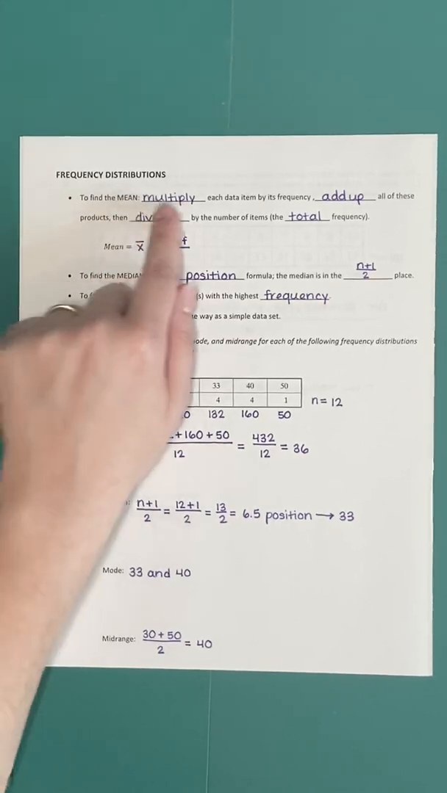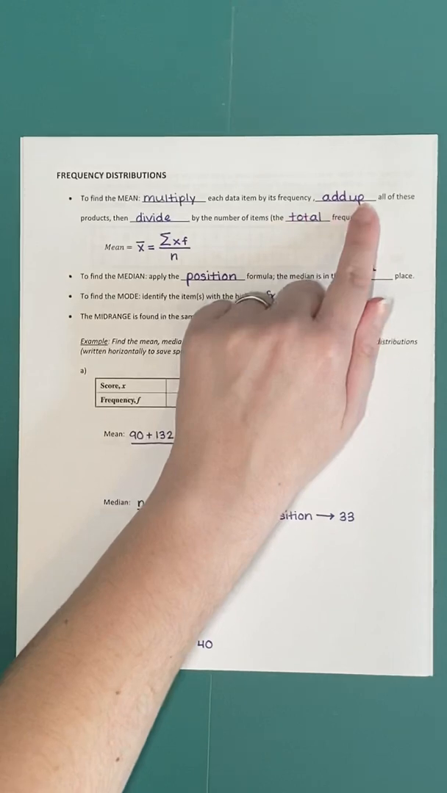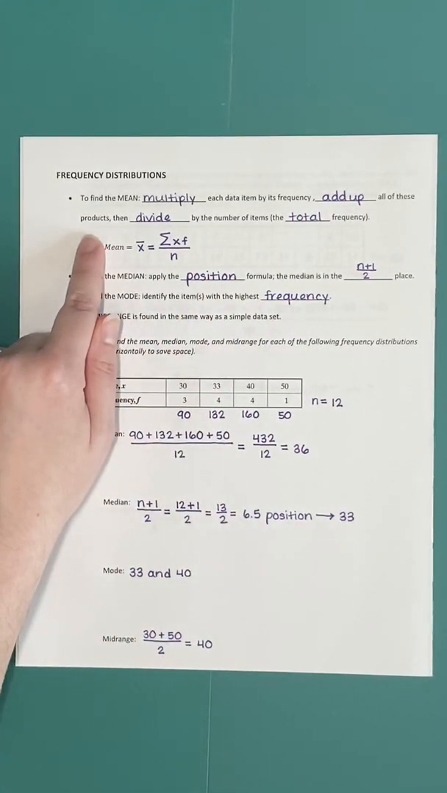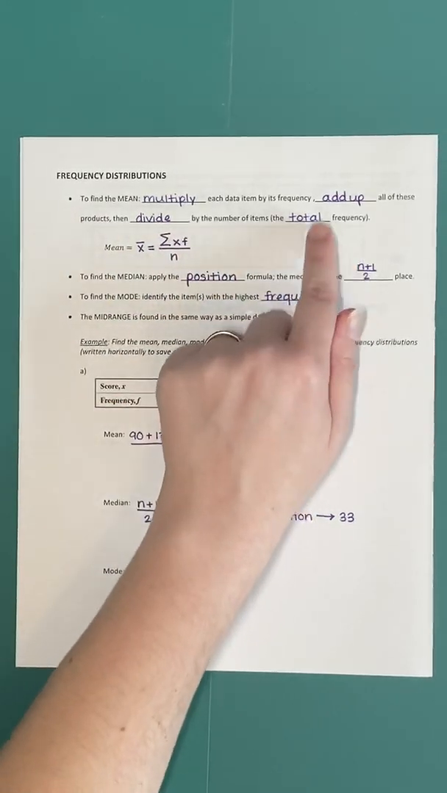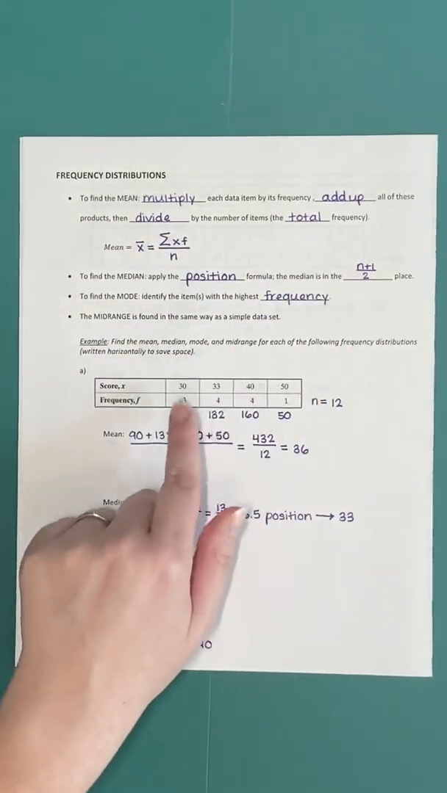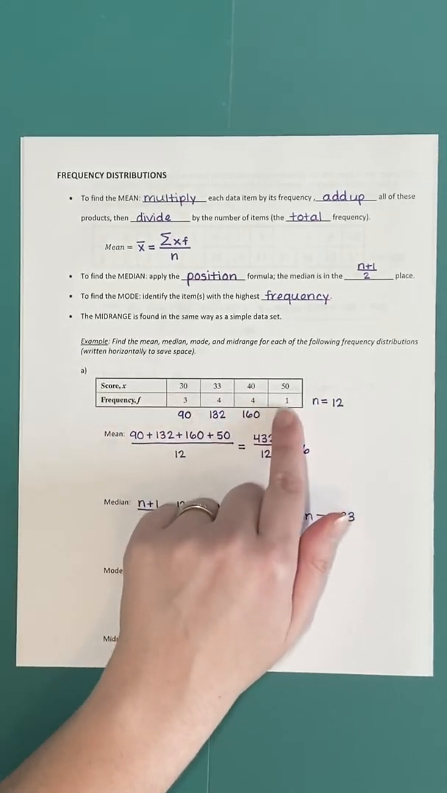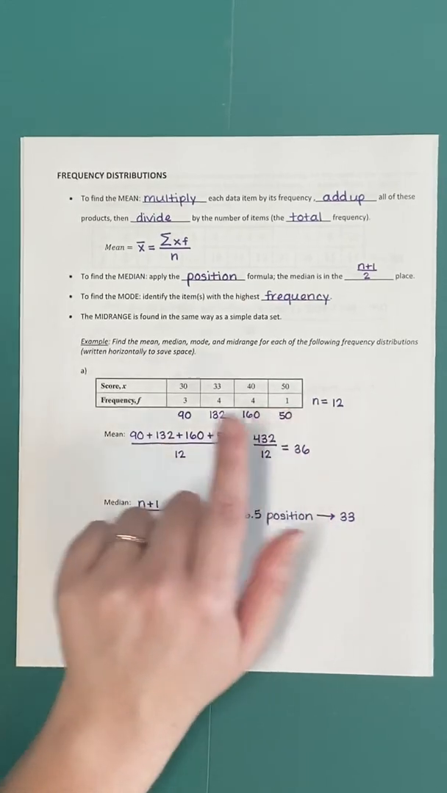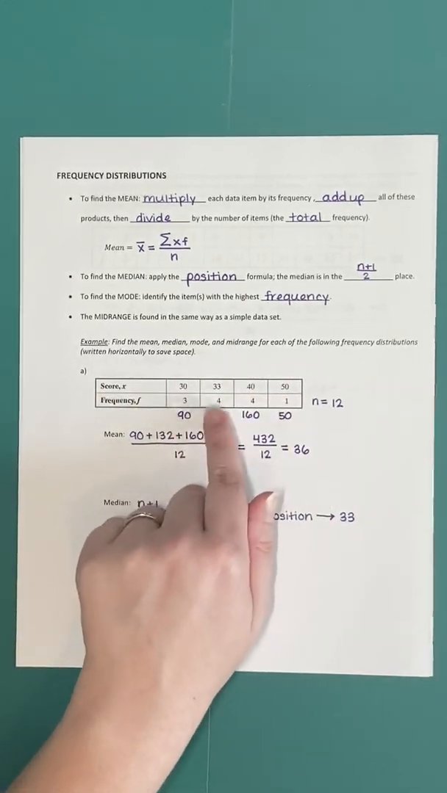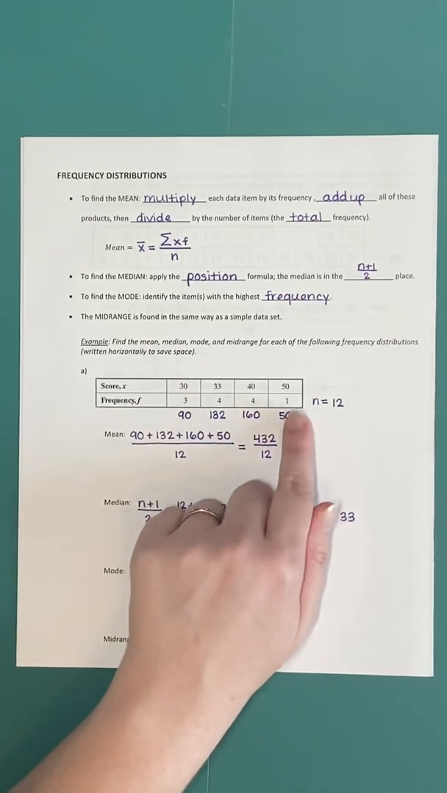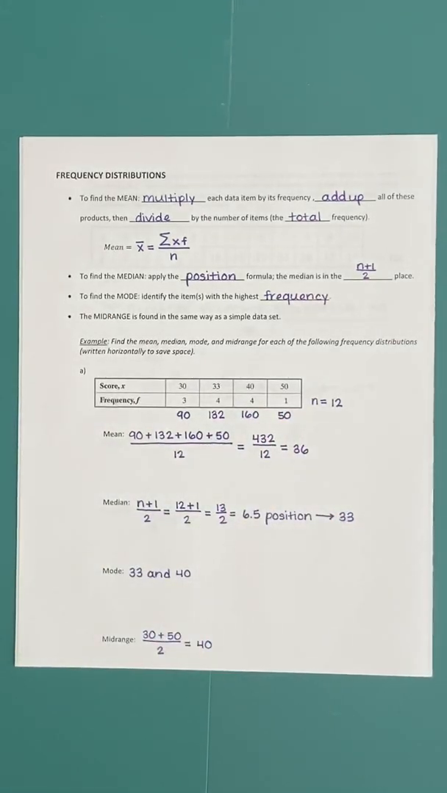We're going to multiply each data item by its frequency, add up all of these products, which is then going to give us the total sum of all of those data items, and then divide by the total frequency. That's going to be the number of items. The frequency in total tells us how many data items were in the set. We just have them grouped in a specific way, with individual frequencies, but all those frequencies sum up to give us the total number of elements in that original raw unorganized list. So that's going to be our frequency distribution mean.